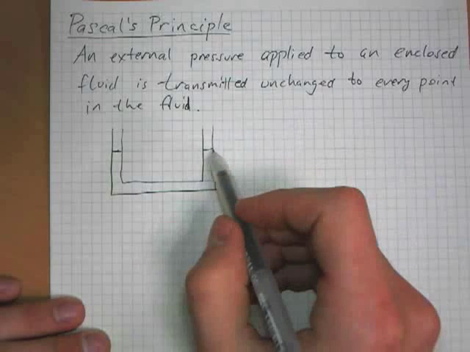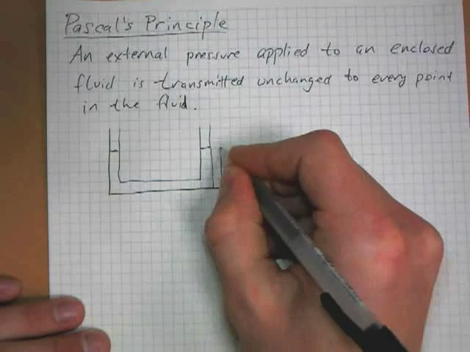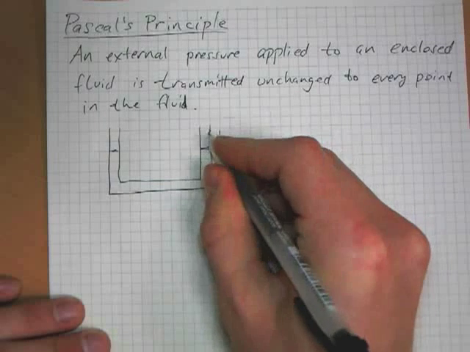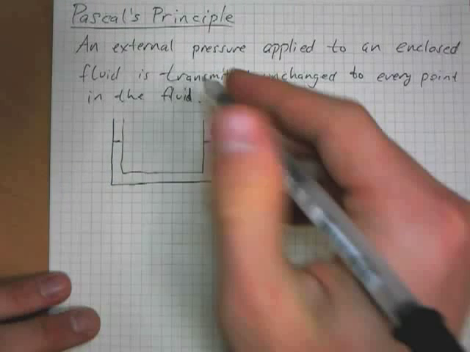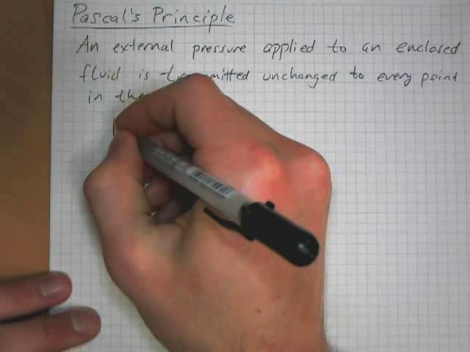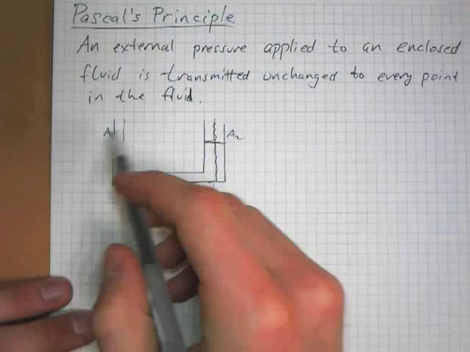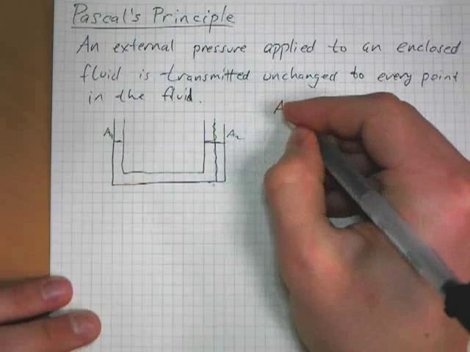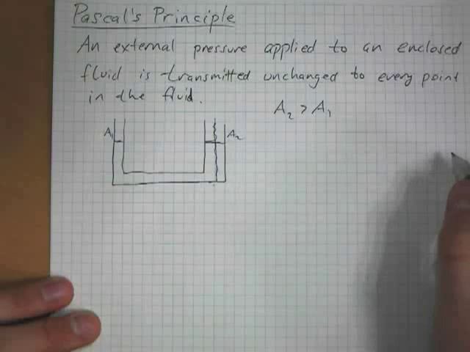So now let's say we have our two arms, but they have different cross-sectional areas. Let's say this one's twice as wide. We'll call this A1. We'll call this A2. It has a cross-sectional area. And this cross-sectional area over here is bigger than the cross-sectional area on the other side.